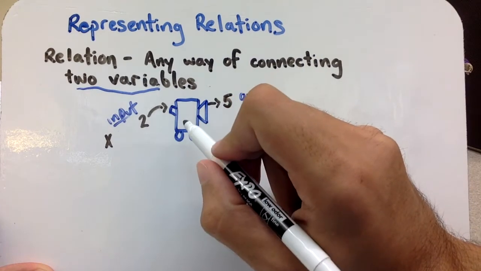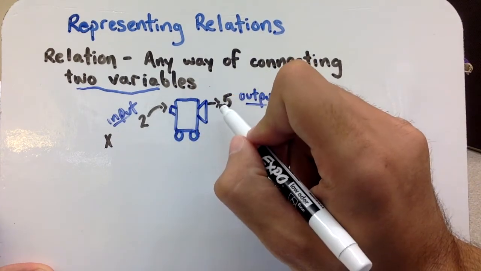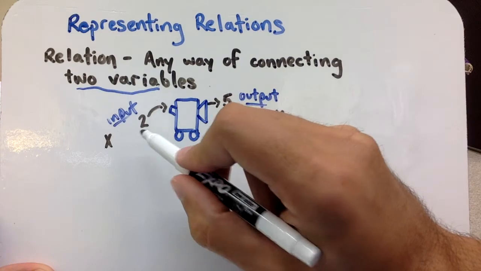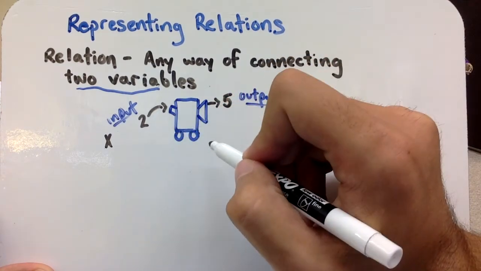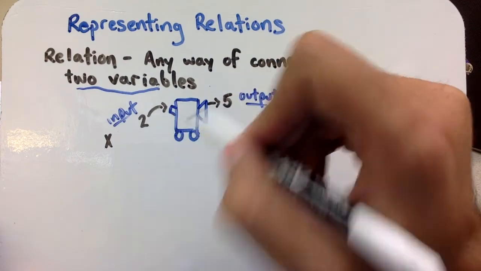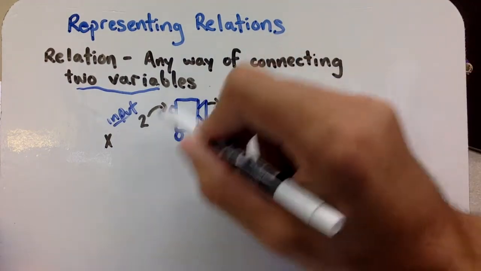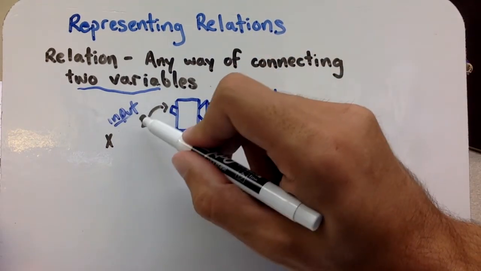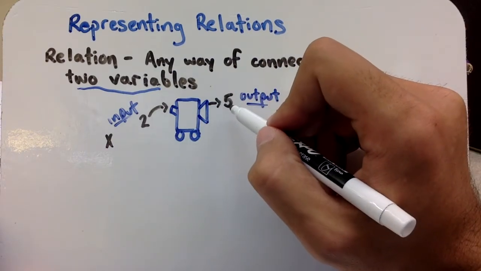We don't know what this rule is right here. Maybe they added 3, and that was the rule. Maybe they decided to double the number and then add 1 after that. So we don't really know. But there's some rule that gets us from 2 for x to a 5 for y. This is a relation. It connects this number somehow with this number.